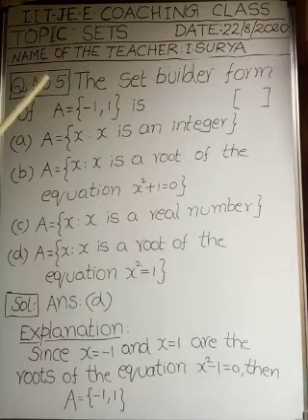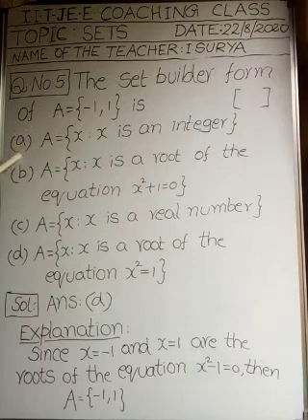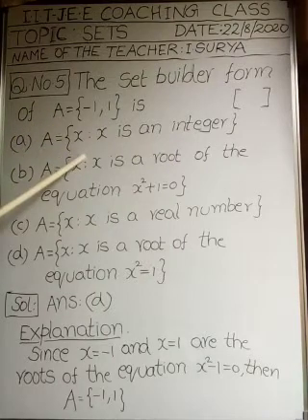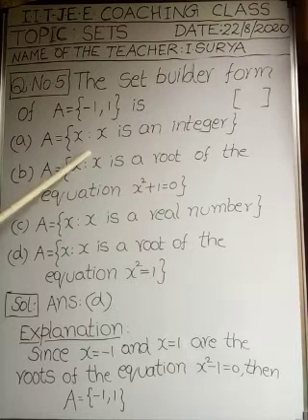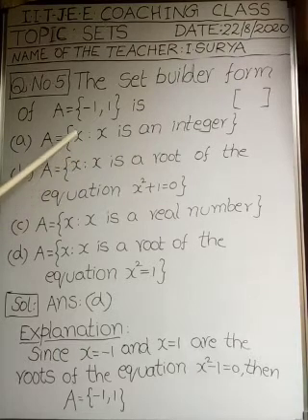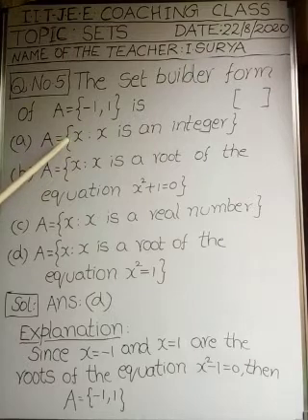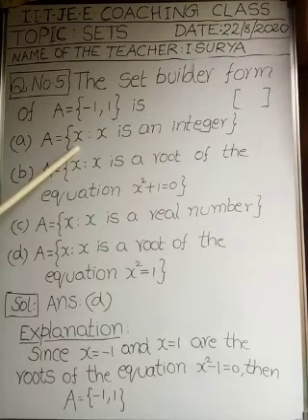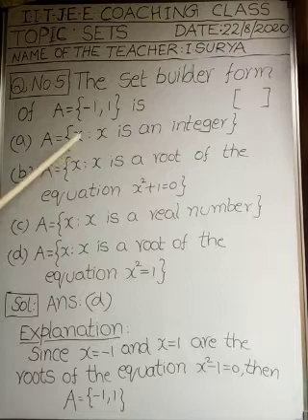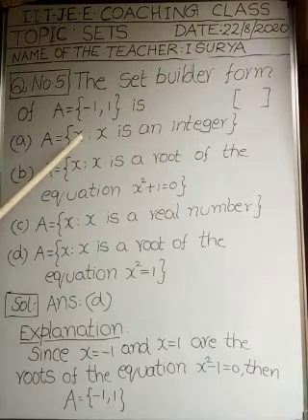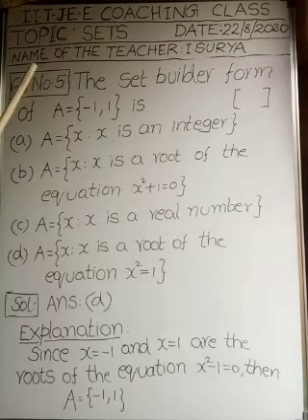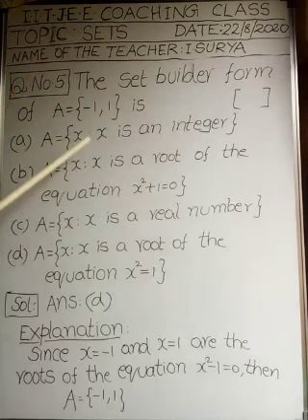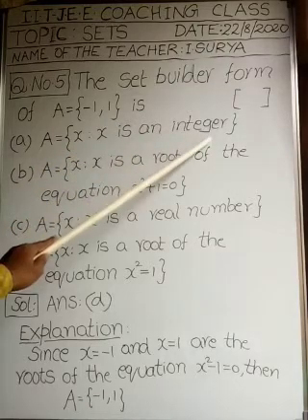Understood the question, my dear children? We have to write this set in the set builder form. See these options. A is equal to set of all x such that, do you remember how to read a set in the set builder form? First we have to read it as a set of all x. If there is y, set of all y. After that, two dots are there. We read it as such that. Remember this point, my dear children, how to read a set in the set builder form. Such that x is an integer.